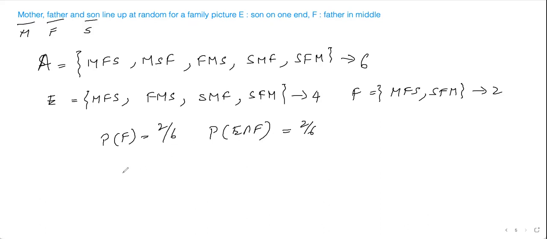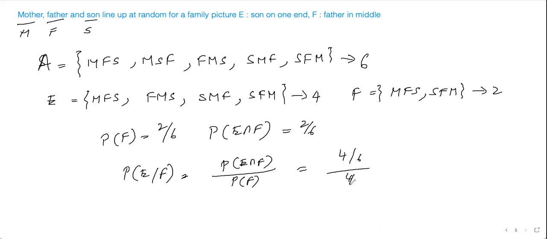Okay. So we have to find P of E given F, which is P of E intersection F by P of F. So when you calculate this, it'll be 4 by 6. And this is 4 by 6, which is 1, right? This is 4 by 6. Okay.